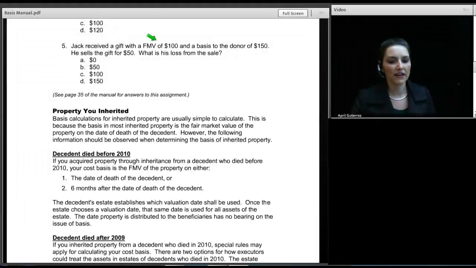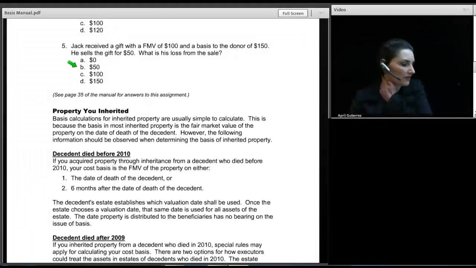Fair market value of $100, cost to the donor of $150, so the fair market value is less than the cost. What is going to be the cost of the recipient? It's going to be the lesser of those two numbers. So we're going to go with a cost basis to the recipient of $100. He sells for $50. That means B is the correct answer.